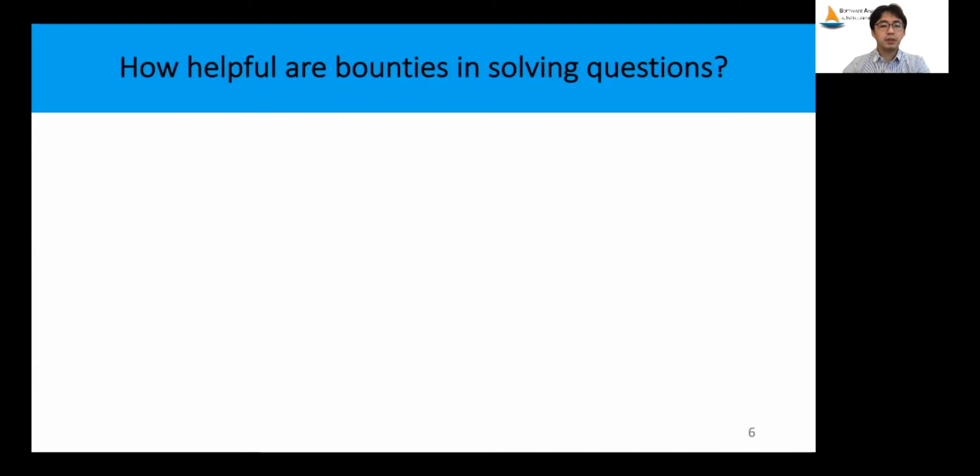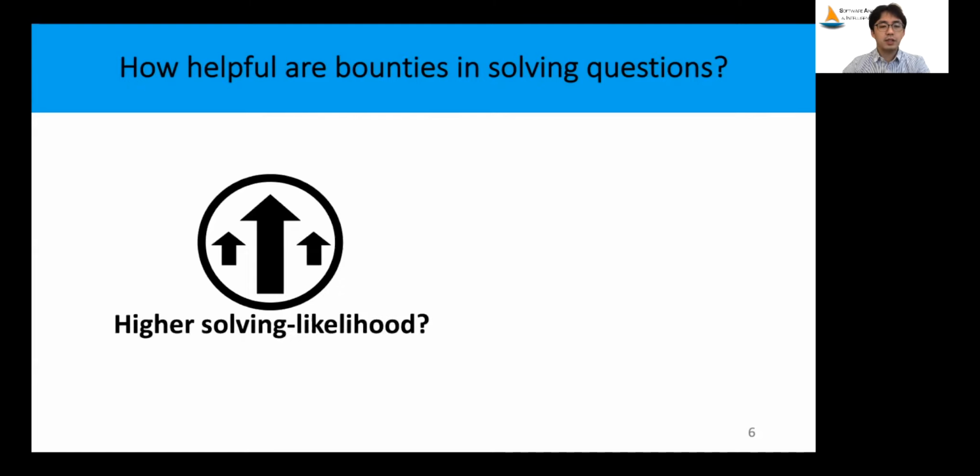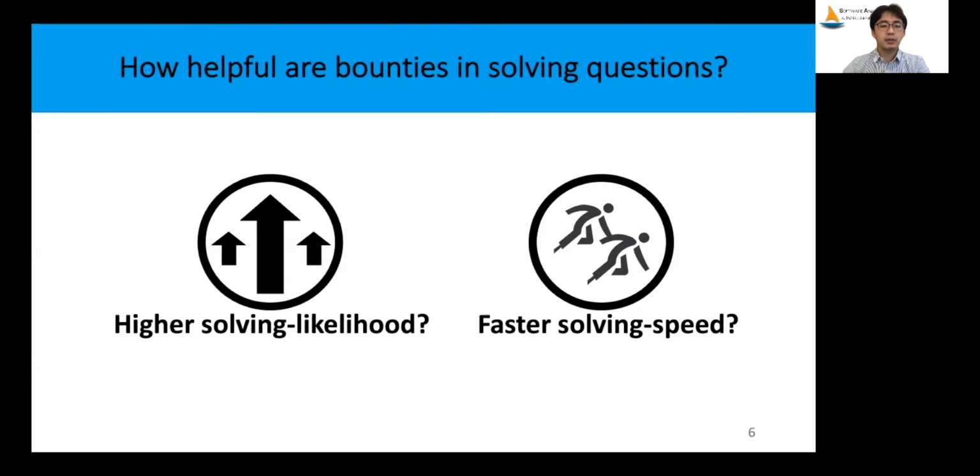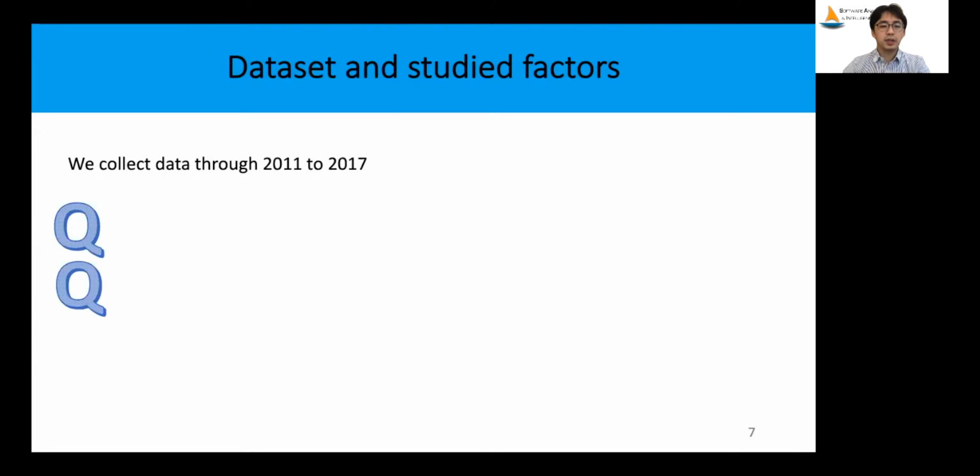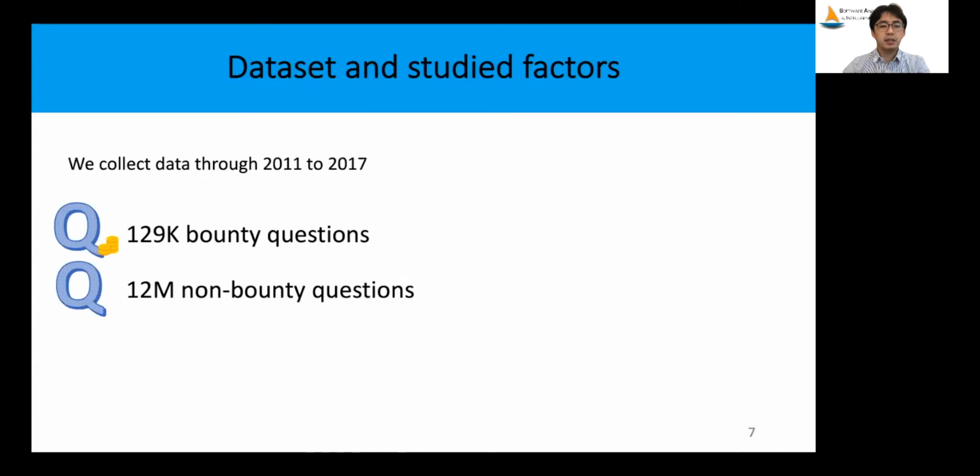Although bounty has been used since 2009, we still don't know how helpful bounty is in solving questions. For example, what is the association between bounty and the solving likelihood of questions? Will bounty help questions get solved faster? In order to answer such questions, we collected around 129,000 bounty questions and 12 million non-bounty questions. Then we extract 42 study factors.